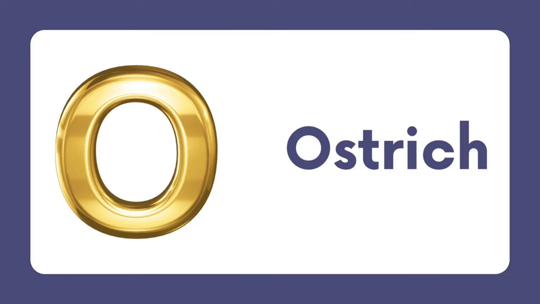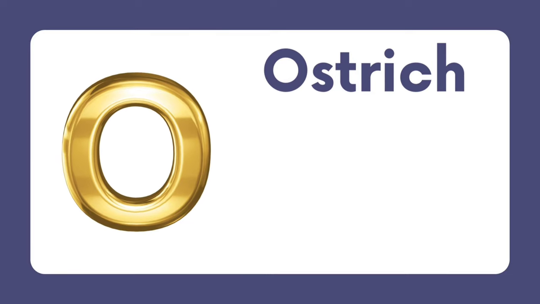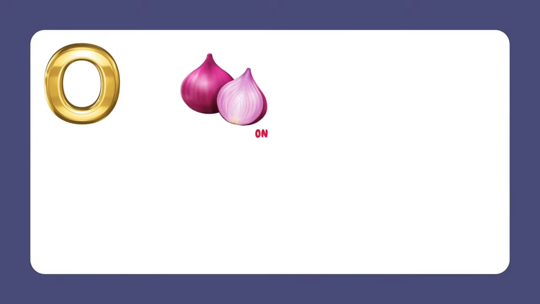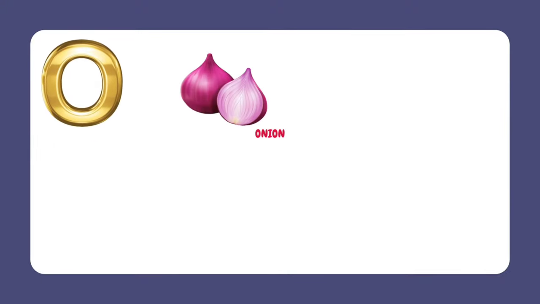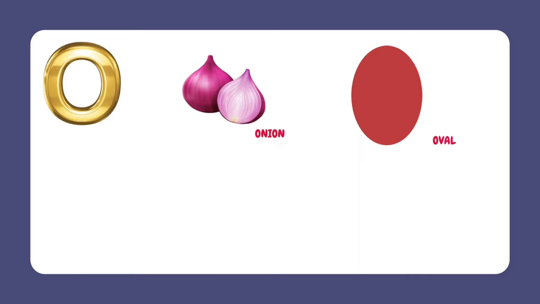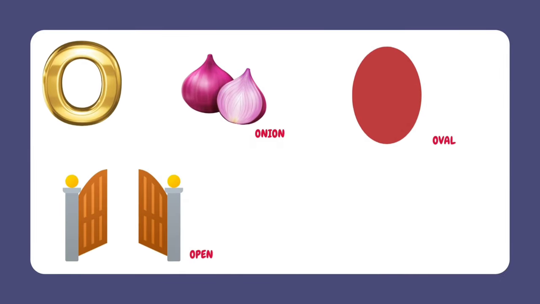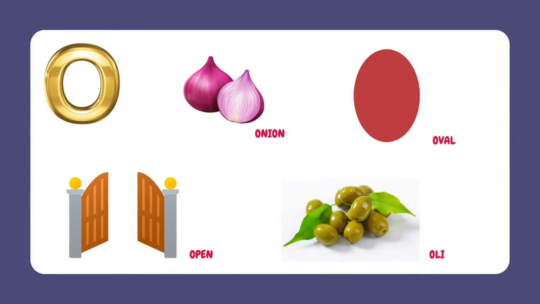O. O is for ostrich. Onion. Oval. Open. Olives.